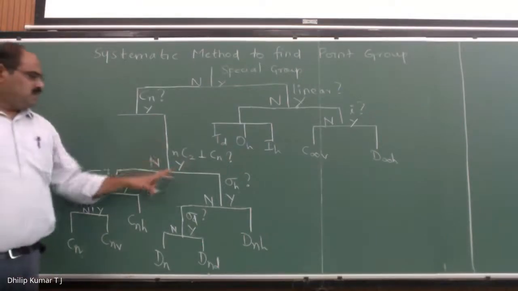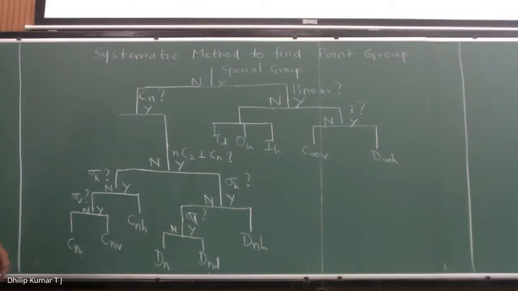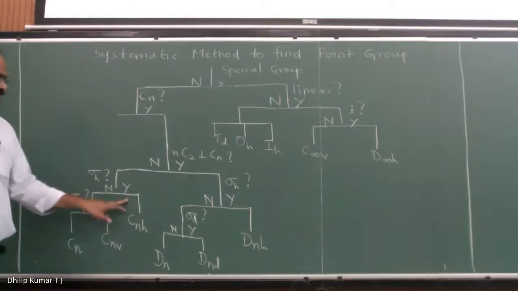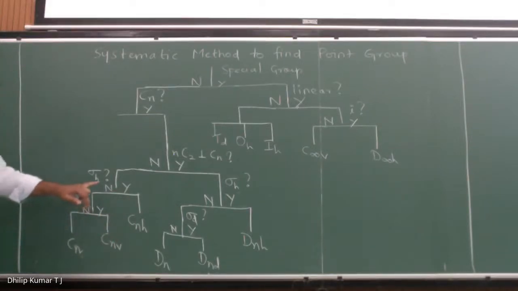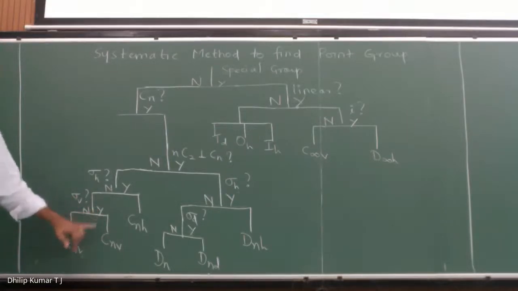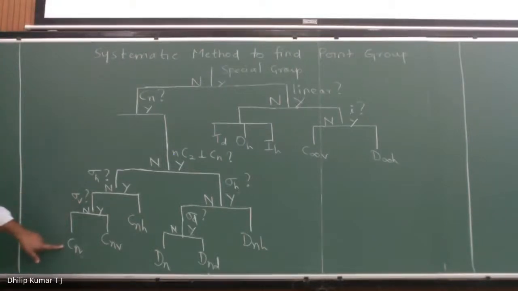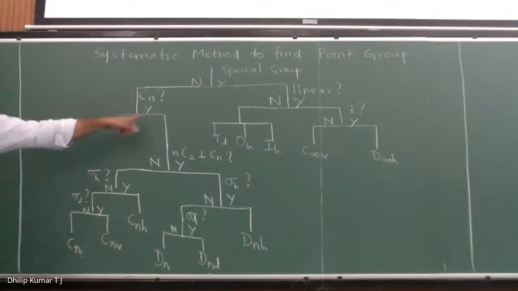In this state, if the molecule doesn't have n times of C2 compared to Cn, the answer is no. Then check for sigma H. If it is yes, then it is CnH. If it doesn't have sigma H, then you check for sigma V. If the answer is yes, then it results in CnV. If it doesn't have a sigma V plane, then the molecule has just Cn. Because Cn is present here, we have said yes, so it comes Cn only.